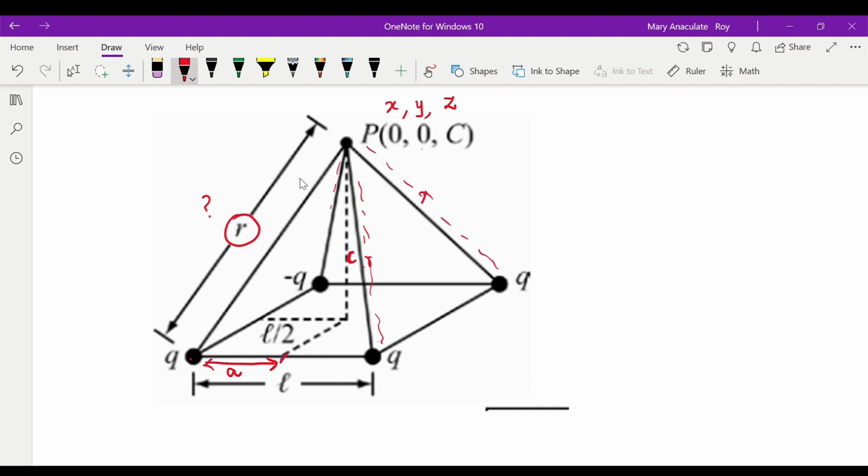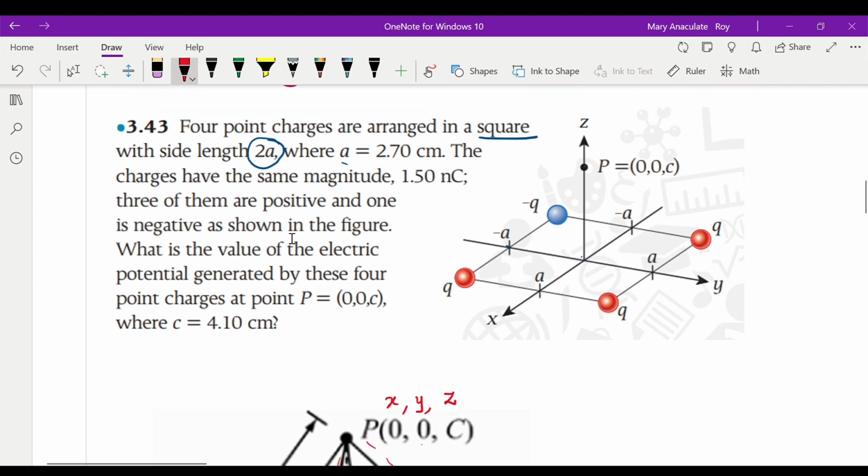And even the other charge, the negative Q, is also at a distance of R from P. Alright, so our first aim is to find R because we know the values of Q. The unknown is the distance of each of the charges from P. So I repeat, that's your question.